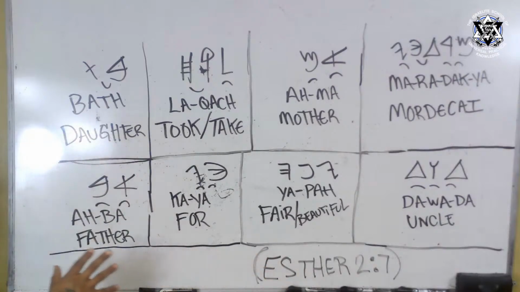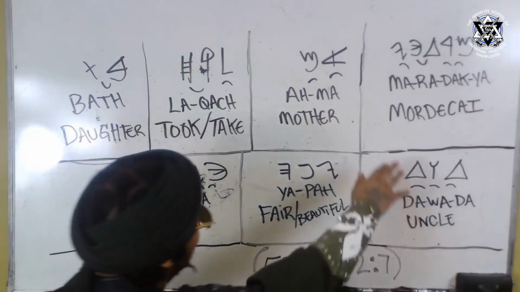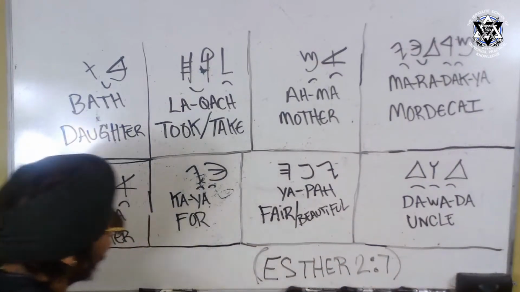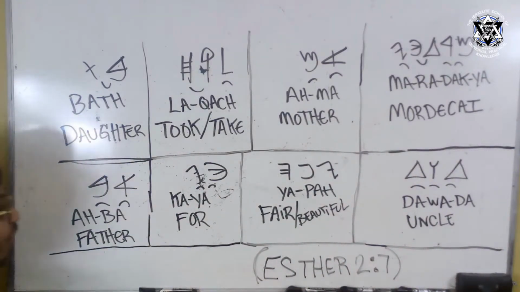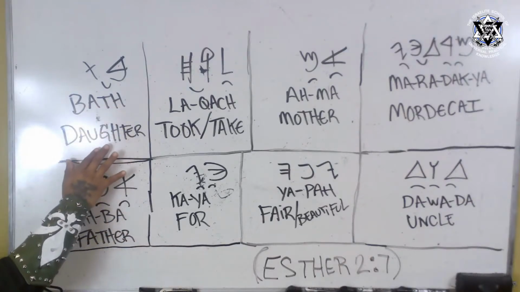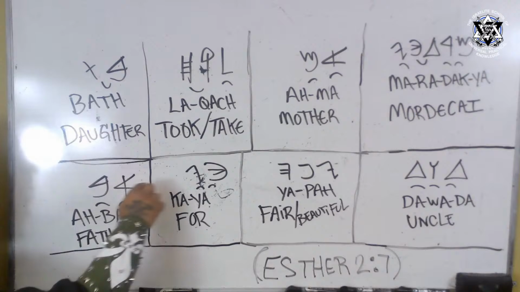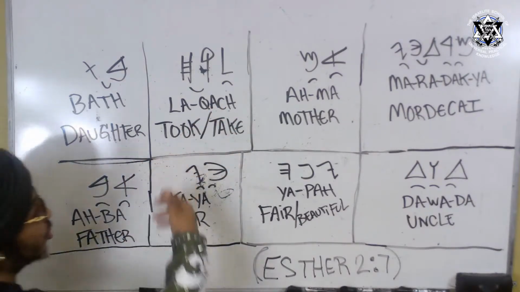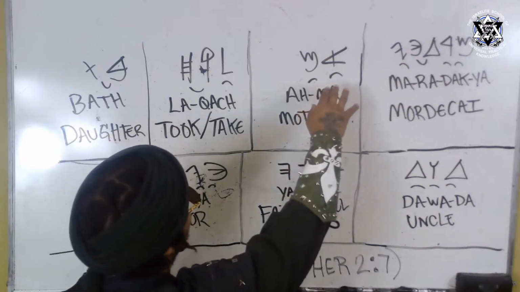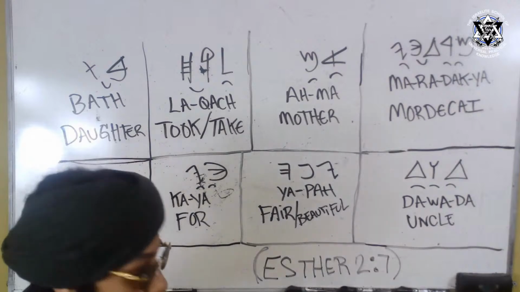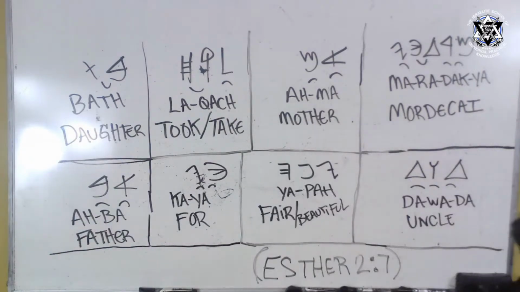So y'all should have these words. All right? Maradakia, which is Mordecai. Dawada, which is uncle. Yapa, which is fair or beautiful. Kaya, which is four. Abba, we know Abba is father. Ba, which is daughter. Not bad, but Ba, daughter. Laquak, took or take, right? It's used as took in this sense, though. The word Amma, mother. Okay? So I'm going to give y'all the rest of the words from the verse. It's 8:19. We actually still good on time.